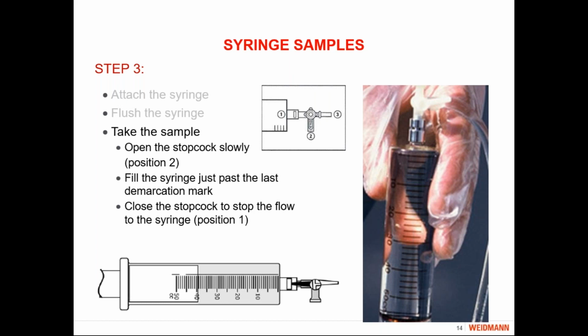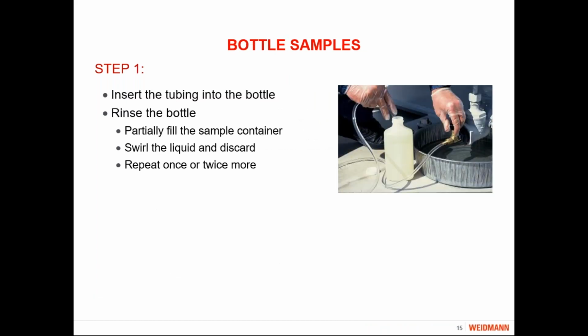At that point, you can disconnect that syringe and prepare it for boxing it up and shipping it. For bottle samples, it's a lot simpler procedure. It's a good idea to flush the tubing again, but it may not be necessary, depending on how quickly you can make the transition. But you want to rinse the bottle out.